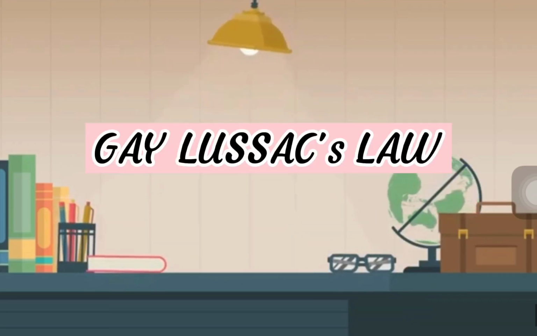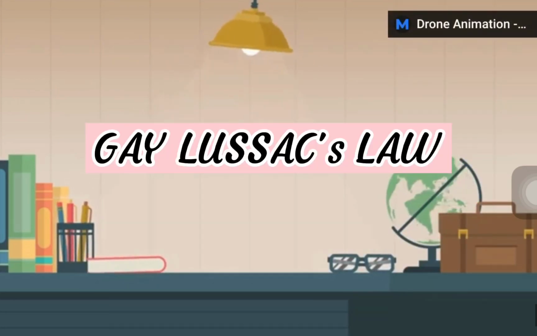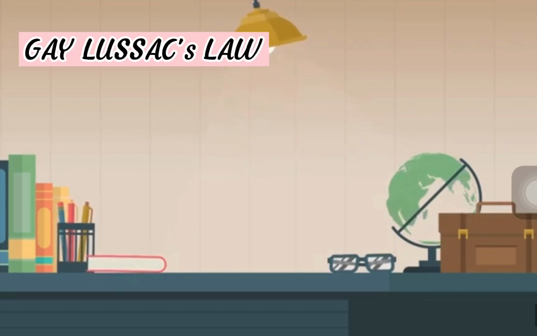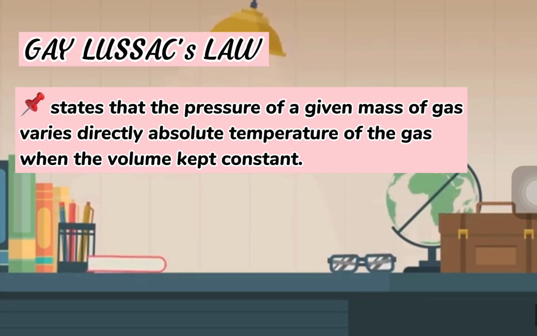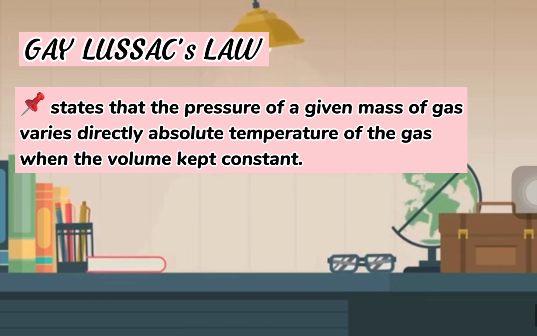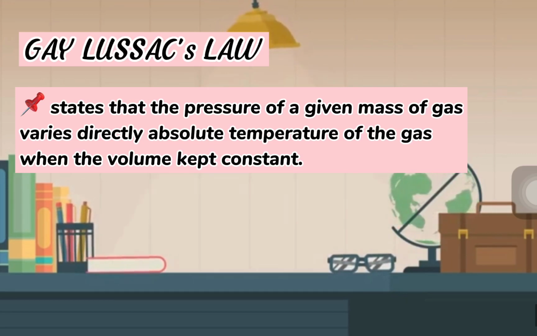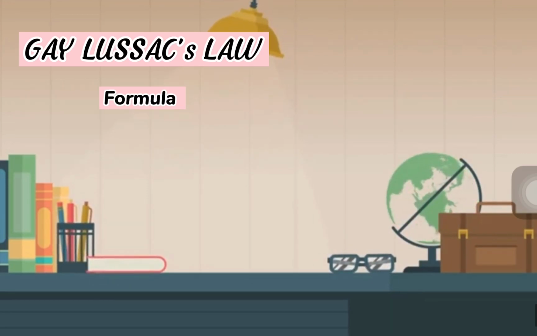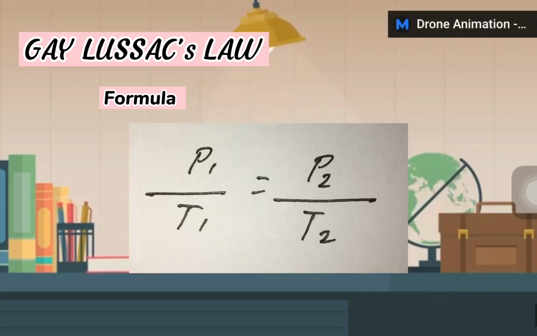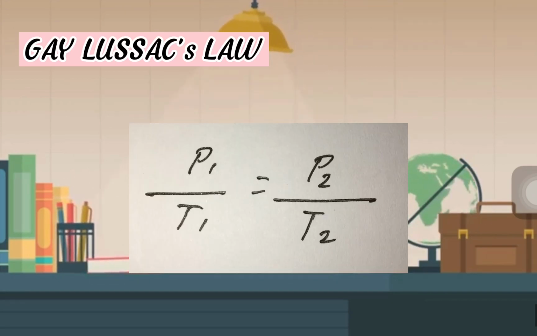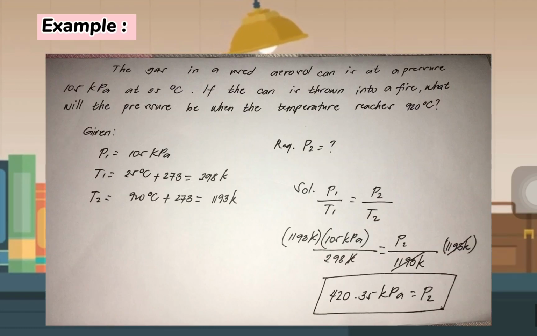Our next discussion is all about Gay-Lussac's law. What is Gay-Lussac's law? This states that the pressure of a given mass of gas varies directly with the absolute temperature of the gas when the volume is kept constant. Our formula will be P1 over T1 equals P2 over T2.